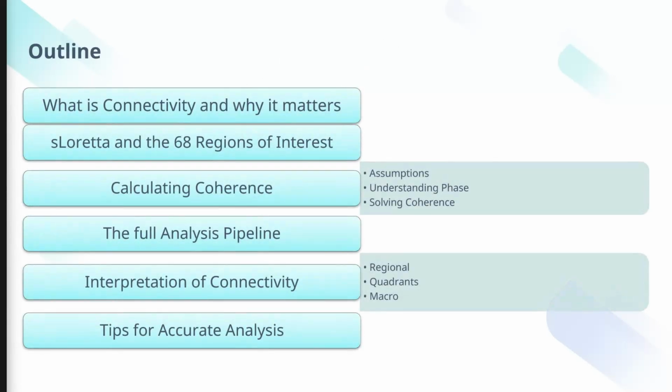So, to start off with, we're going to talk about what is connectivity and why it matters. Then we're going to move on to sLORETA and the 68 regions of interest. Following that, we'll talk about how to calculate coherence, covering the assumptions that go into the mathematical model, understanding phase, and then the actual solving of the equations.